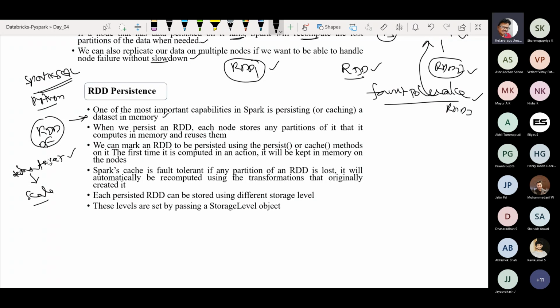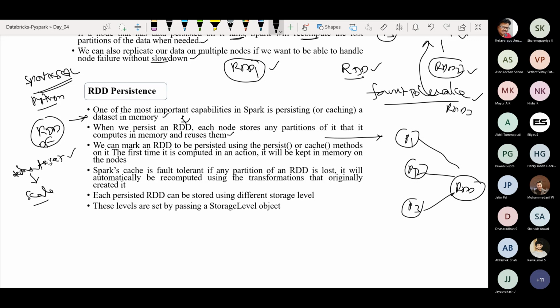Right. When we persist an RDD, this is an important point, guys: each node stores any partitions of it that it computes in memory and reuses them. It has the partition information, and whenever there is a requirement for the corresponding persisted RDD, with the help of these partitions it is going to reuse them in memory. So the main purpose is reusability and avoiding multiple computations.